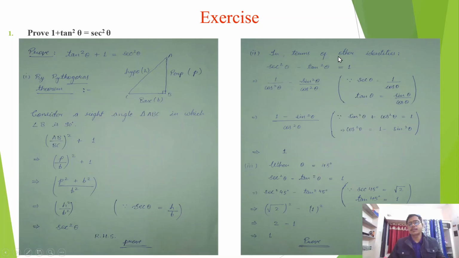In terms of other identities, we can solve this problem also. Now sec square theta can be written as 1 upon cos square theta because sec theta is inversely proportional to cos theta, and tan theta can be written in the form of sin theta and cos theta also. Now taking the LCM, we get 1 minus sin square theta upon cos square theta. 1 minus sin square theta becomes cos square theta from the trigonometric identities.